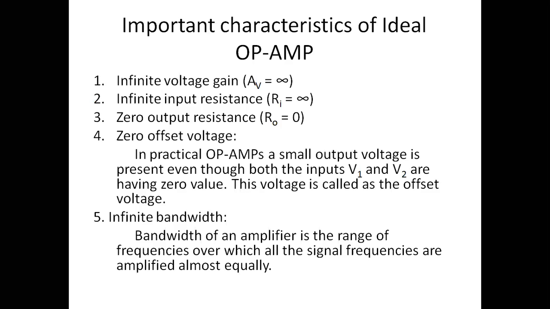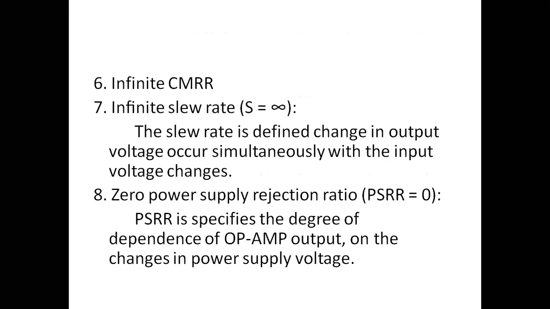So when we use the op-amp as ideal, we will require infinite voltage gain, infinite input resistance, zero output resistance, zero offset voltage, infinite bandwidth, infinite CMRR, and infinite slew rate. Slew rate is defined as the change in output which occurs simultaneously with the change in the input. If the input changes, the output must change also. So for the ideal op-amp we require infinite slew rate. We can denote slew rate by the letter S.